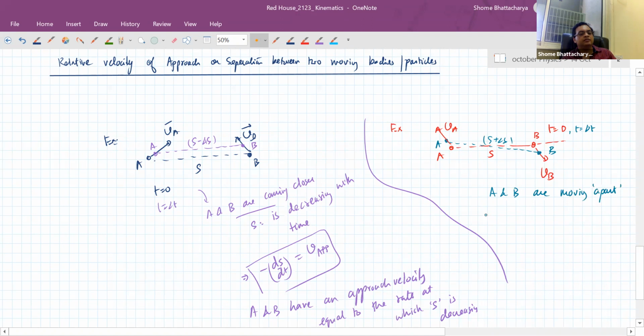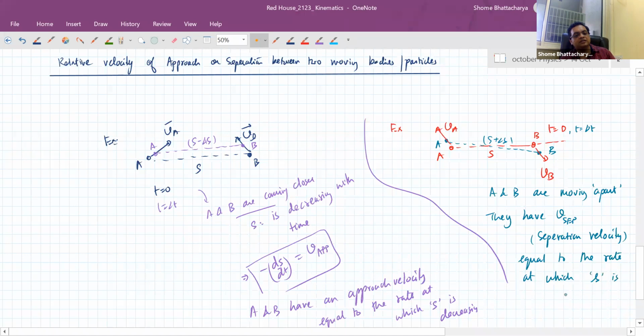Okay, so they have something called a separation velocity. They have a separation velocity instead of an approach velocity, okay, which is equal to the rate at which the distance between them, s, is increasing.